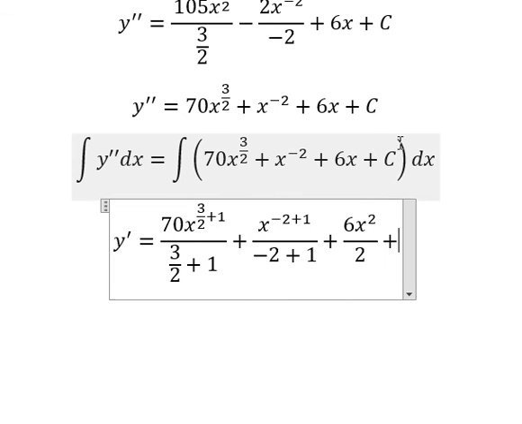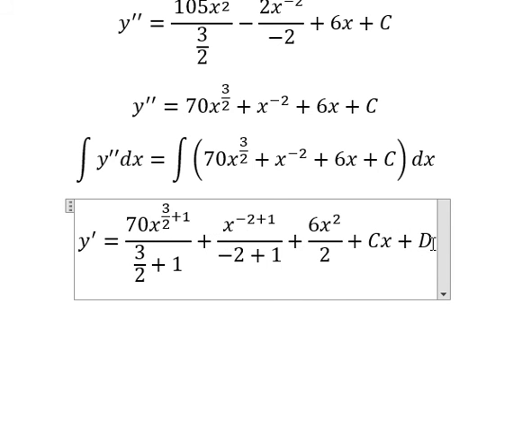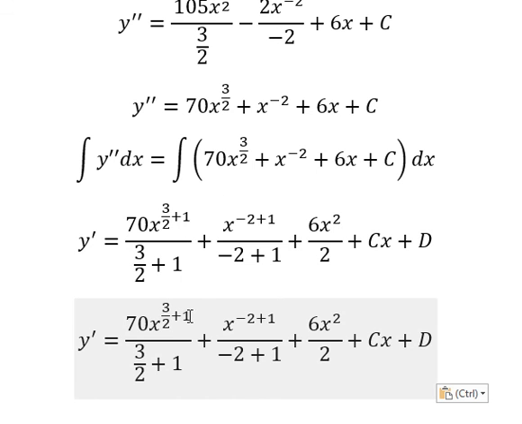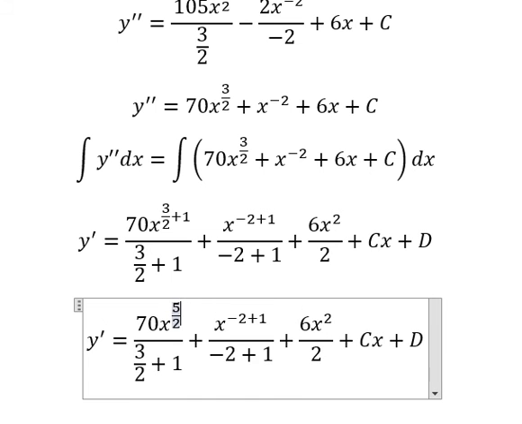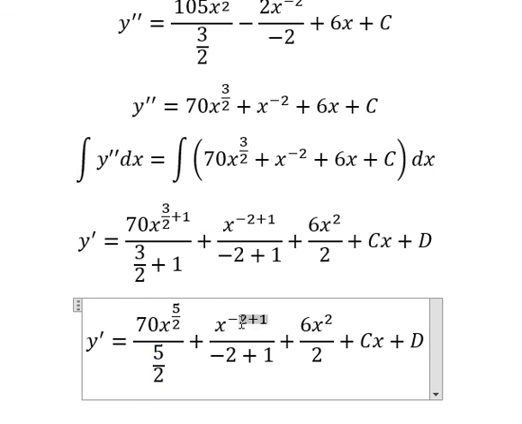And this one you get cs. C in here is just like a number. And we have d, that's another constant. So this one we have 5 over 2. This one you get negative 1.